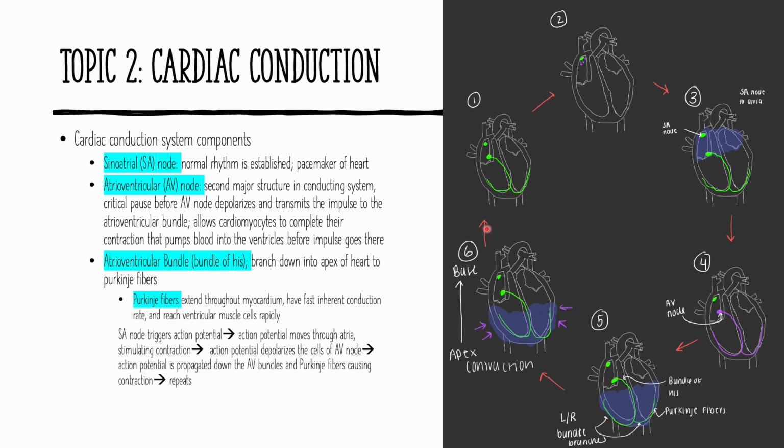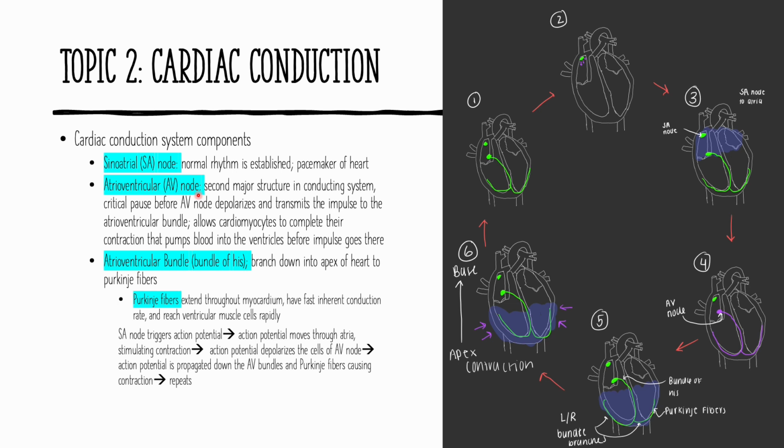Now looking at the cardiac conduction system components. So we have our sinoatrial node. The SA node is where the normal rhythm is established, and it's the main pacemaker of the heart. It's depicted here, right there. And we also have our atrioventricular node. This is the AV node, and it's the second major structure in the conducting system.